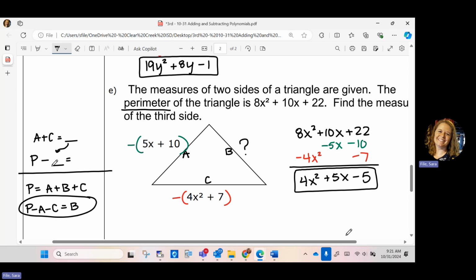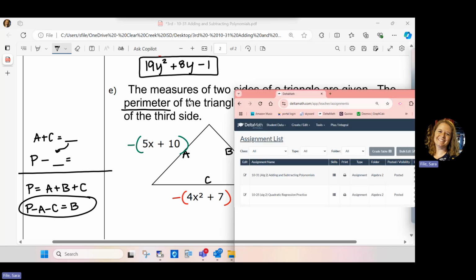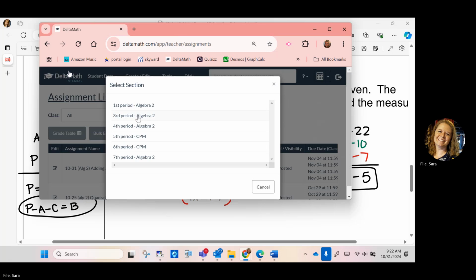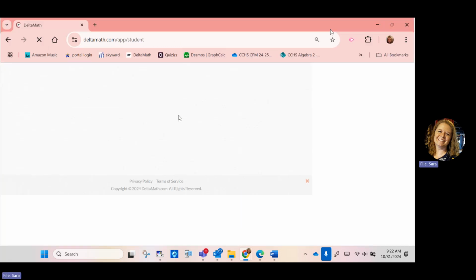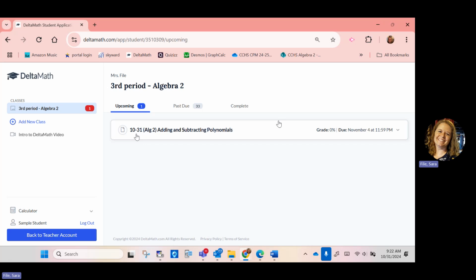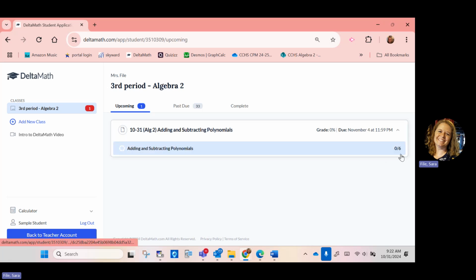Okay, you've got a practice in Delta Math. It is short and sweet. Looks like this. When you open up Delta Math, you should see 1031, adding and subtracting polynomials. And I'm just having you get 6 of them right. You may just have to do 6. Maybe you get one wrong, you have to do a couple extra.